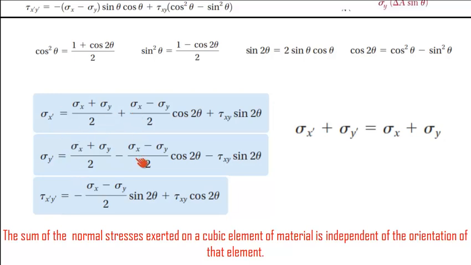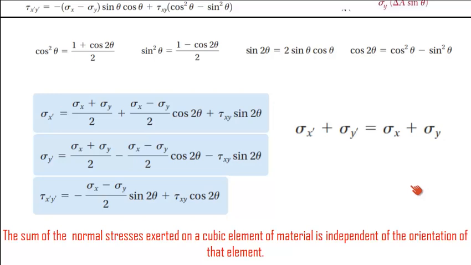So if you add these together, we can say that sigma x dash plus sigma y dash is equal to sigma x plus sigma y. That means we can conclude that the sum of the normal stresses exerted on a cubic element of a material is independent of the orientation of that element. That means if you sum up the stresses in a particular plane, it is going to be equal to that of the externally applied stresses. You cannot have a stress value higher or lower than these two values. It will get resolved into two components. So when you add these together, definitely it has to be the initial one. That is the simple way of analyzing it.